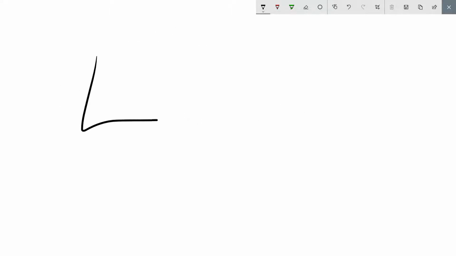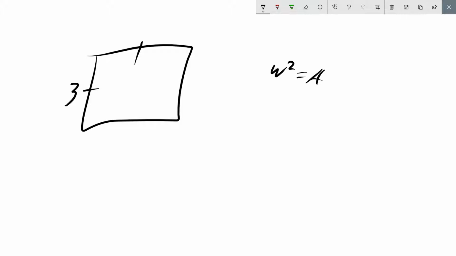For a square, let's say that this is 3. It's going to be 3 times 3, or you can say that it's width squared, and that'll be the area. So in this case, it's 3 squared, so it's going to be 9. And that's our area for a square.